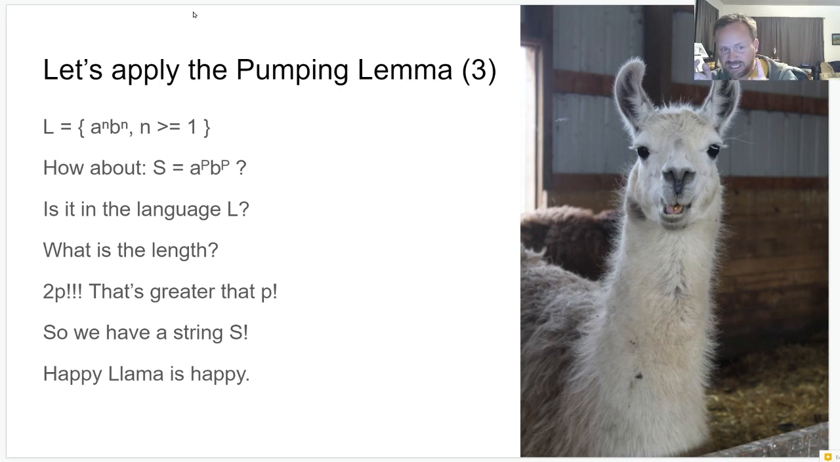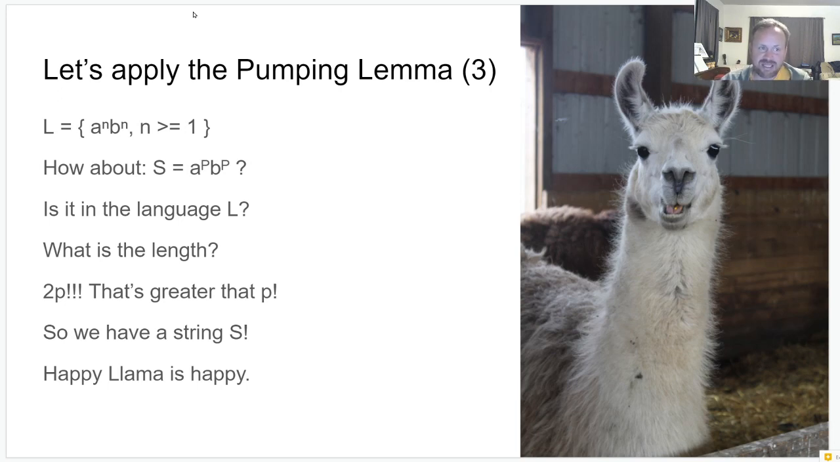However, the bigger thing is, what is the length? Because if we choose an S such that it's in the language L, and it's greater than P, we have a string that we can use in the pumping lemma. Well, what is the length of A to the P, B to the P? There's P A's and P B's. If there were 4 A's and 4 B's, you would have 2 times 4. So if there's P A's and P B's, that means you have 2 times P, which is greater than P. So we have a string S, which is included in the language L, whose length is greater than P.